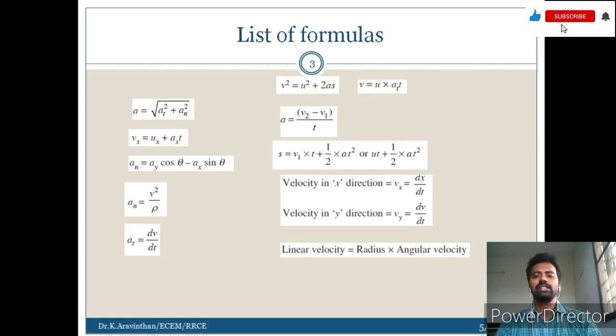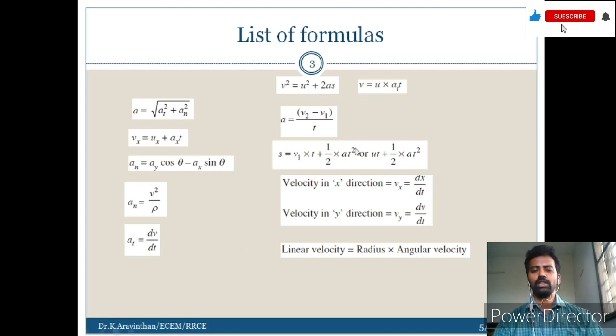If the given data has a distance component, then you can use the formula v square equals u square plus 2as. If the data doesn't have the distance component, and you have acceleration, time and the initial velocity, you can use the other formula. So according to the given data, you have to use the formula appropriately. Also in this formula, ut plus 1 by 2 at square, u is the initial velocity and v is the velocity at the given time.